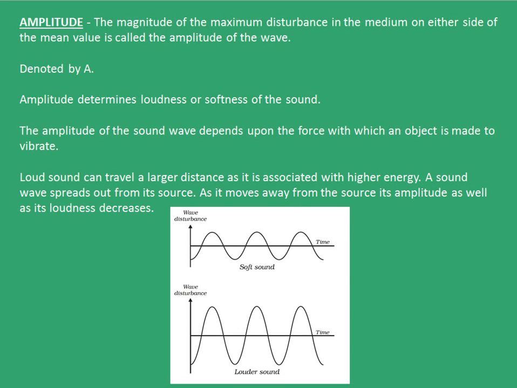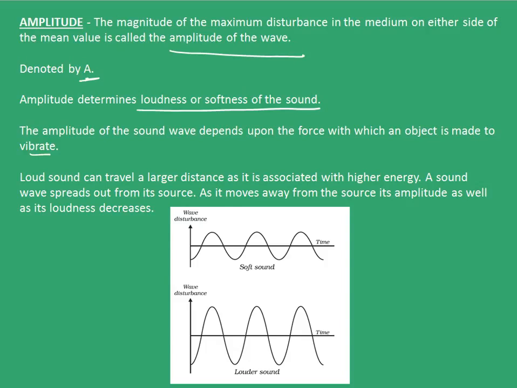The second term that we need to know is the amplitude of the wave. The magnitude of the maximum disturbance in the medium on either side of the mean value is called the amplitude of the wave. Amplitude is denoted by the letter capital A. Amplitude determines the loudness or softness of the sound. The amplitude of the sound wave depends upon the force with which an object is made to vibrate. Loud sound can travel a larger distance as it is associated with higher energy.